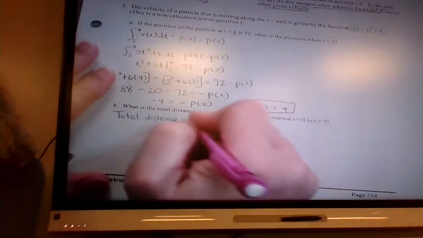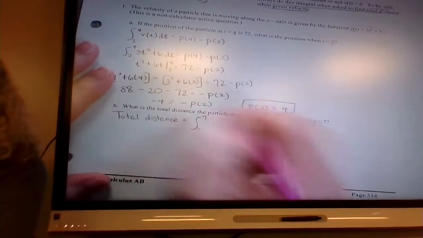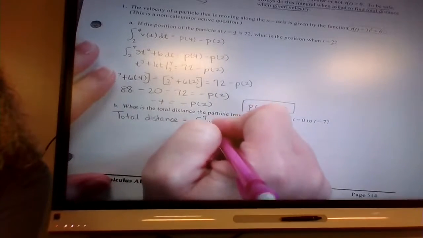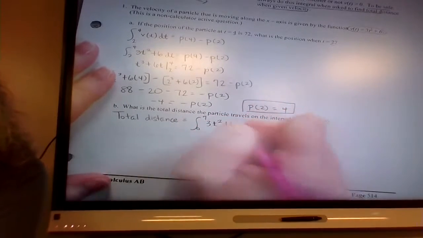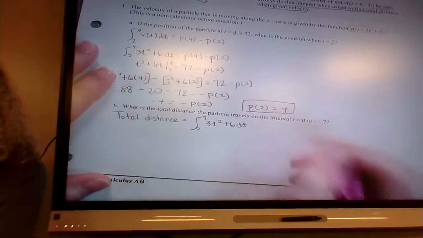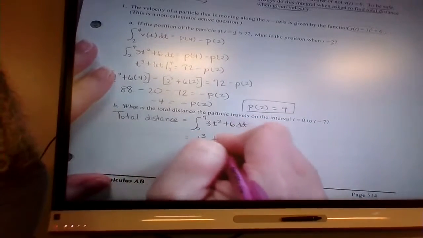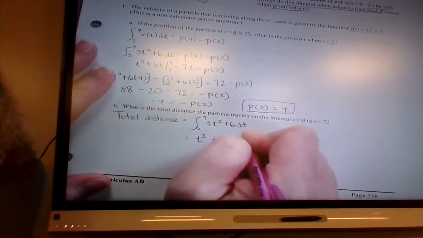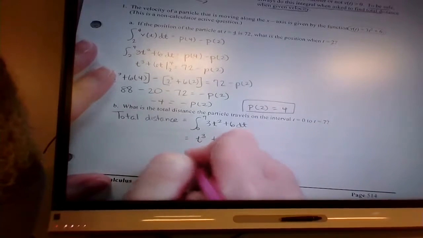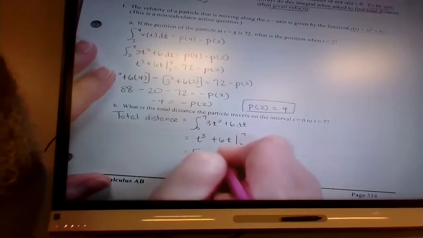Okay. So that's just going to be the integral from 0 to 7 of 3t squared plus 6 dt. So that's going to be, we already did this, t cubed plus 6t from 0 to 7. 7 cubed plus 6 times 7.